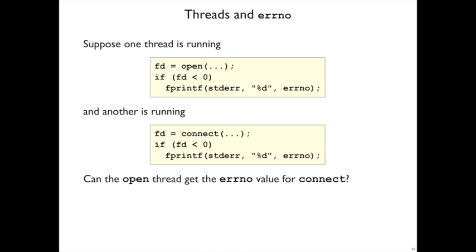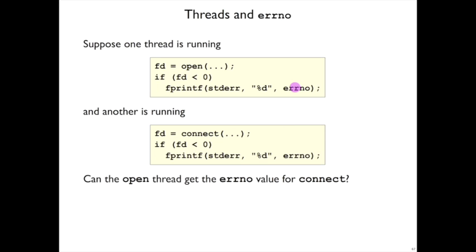You may remember when we were looking at signals and the kind of concurrency that comes from signals, there was an issue with errno. Suppose, for example, we have a thread that's running open and then it gets an error and it needs to look at errno. Meanwhile, another thread is using connect, and maybe it also gets an errno. What if these errors happen at the same time?